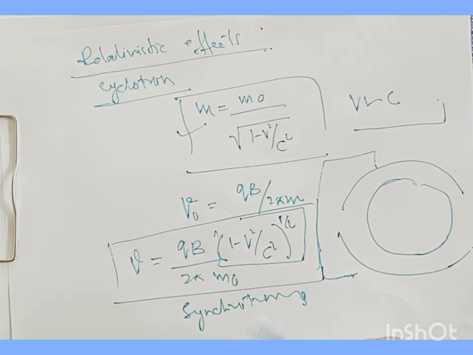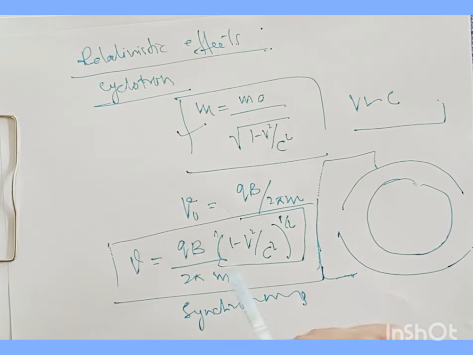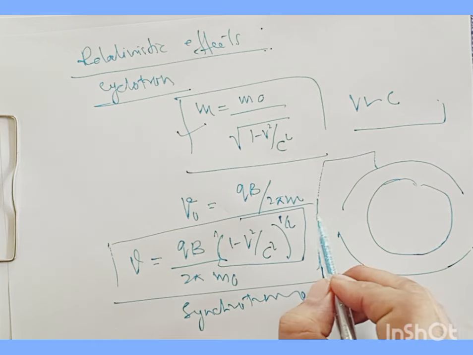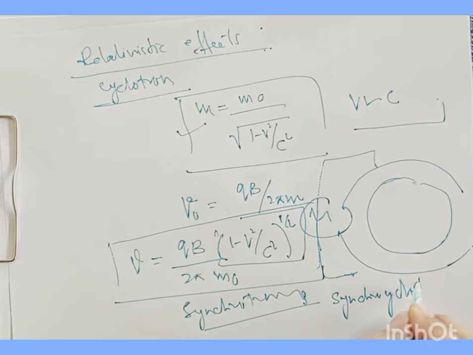The next important thing is that due to the relativistic effects that we talked about, this frequency is going to decrease. This can be compensated by reducing the frequency of the applied alternating electric field with the increase of the velocity, such that the two frequencies always equal each other. Such kind of accelerators are called synchrocyclotrons.